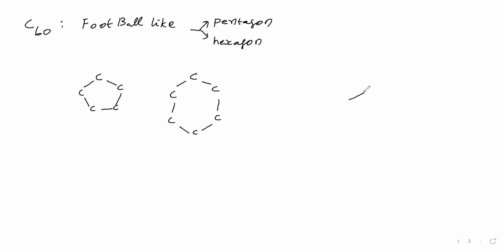That we'll see. This is one pentagon. Then we'll see hexagons. It is one hexagon. It is another hexagon. It is another hexagon. It is the next hexagon. It is the next hexagon. 1, 2, 3, 4, 5, 6. So a pentagonal face will be surrounded by only 6-membered rings, hexagons.